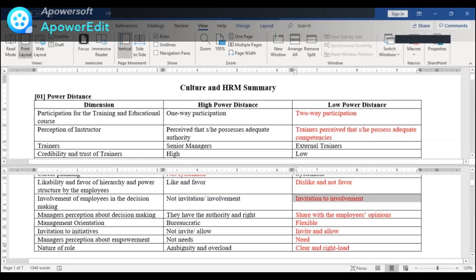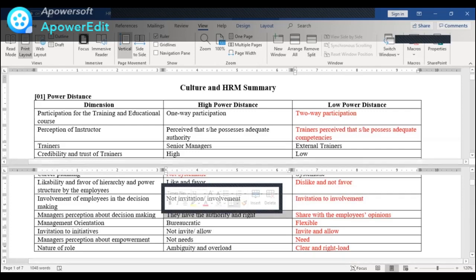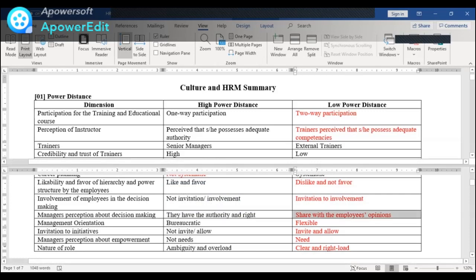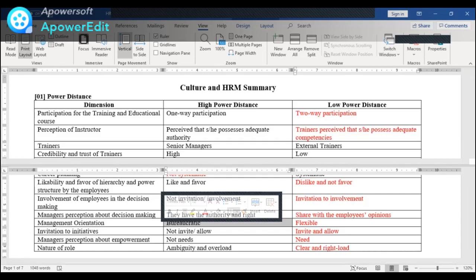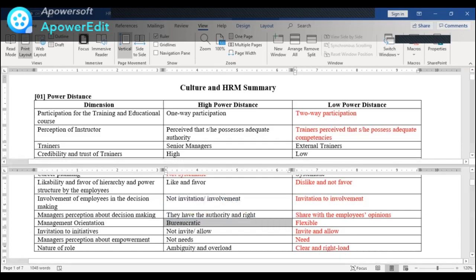Then managers' perception about decision making. Managers perceive they have the authority and right to make decisions under high power distance context. However, in low power distance culture, managers share with employees opinions, ideas, and suggestions when making decisions. Then management orientation. In high power distance culture, management orientation is bureaucratic. However, in low power distance culture, management orientation is flexible.